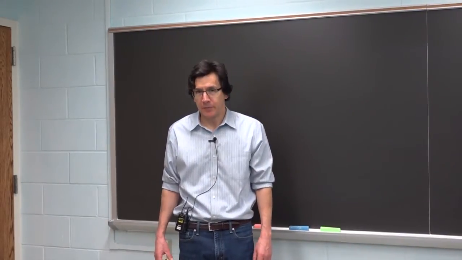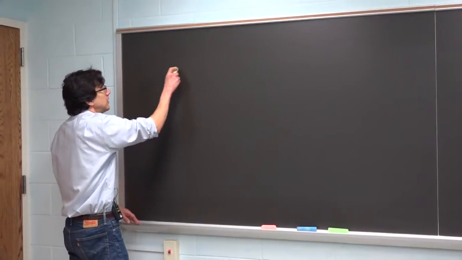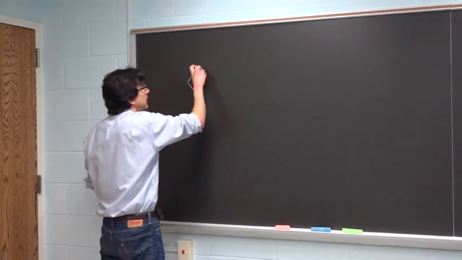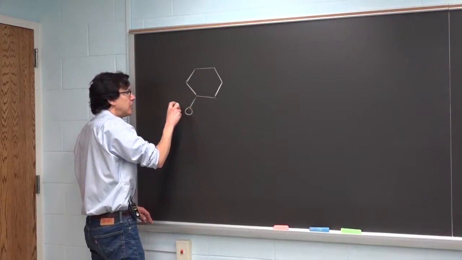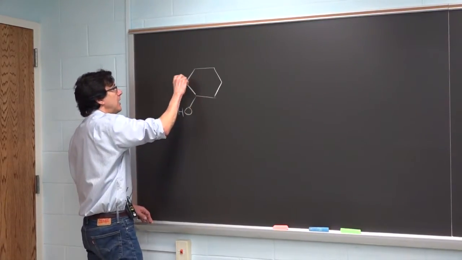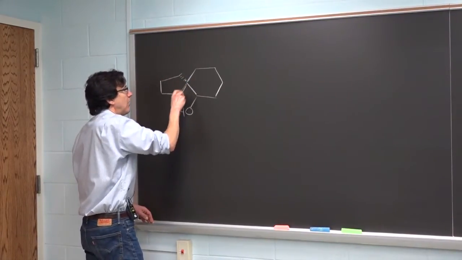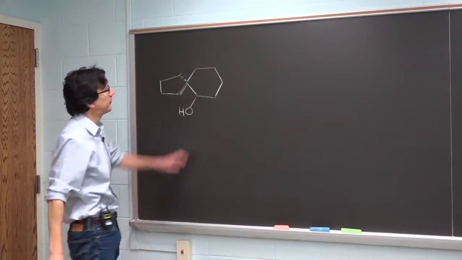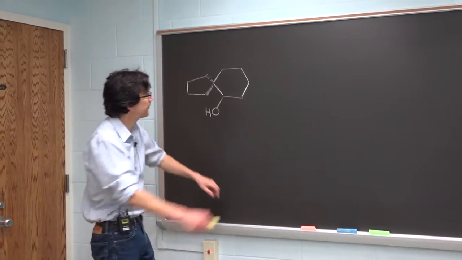Here is a mechanism problem. Let's imagine that we begin with the following alcohol. Here it is. And then this is a spirofused compound. So there's a 6-membered ring here, and then there's a 5-membered ring there.